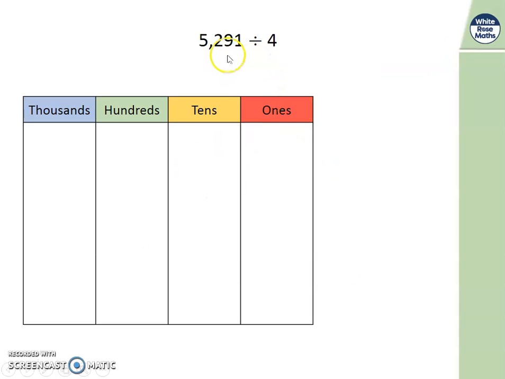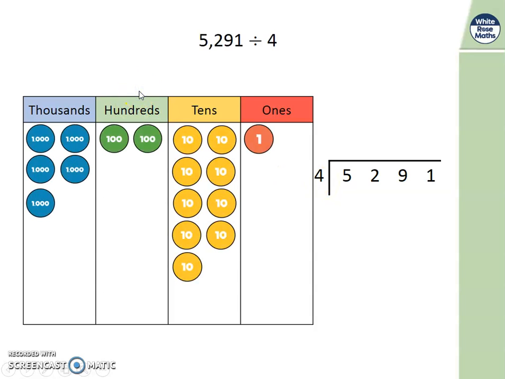Let's have a look at using our method again. Let's build 5,291, and we're going to divide it equally into 4. Remember our layout from our previous lesson in our formal method. Put the number inside and the divisor outside. Let's build the number 5,291. So we're looking at that 5,000 and we're dividing it into groups of 4.